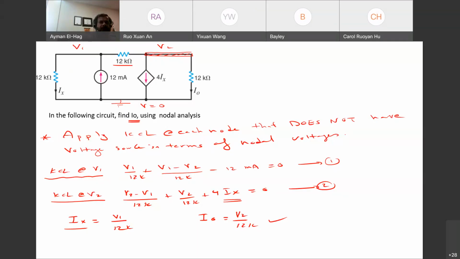It could be find the nodal voltages. It could also be, for example, find this voltage, with this polarity, Vx. Can someone tell me what this Vx will be? If the question was find Vx, what would be Vx? So it's using nodal analysis. It says find Vx.